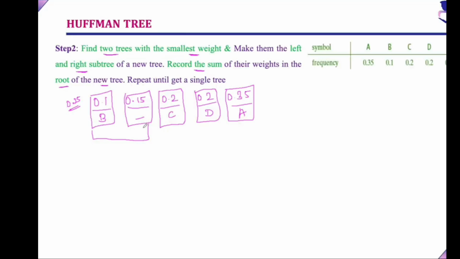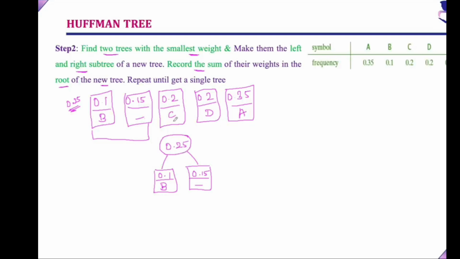And also every step you need to arrange these trees in ascending order according to their weights. So if you are adding these two, you will get 0.25, right? You have to record this sum at the root, and the left subtree will be B with 0.1, and the right subtree will be underscore with 0.15, right? So this is 0.25 and we have to arrange it in ascending order.